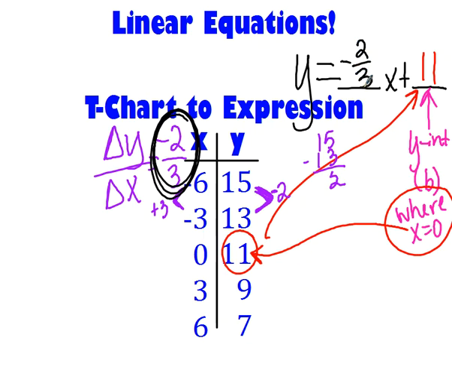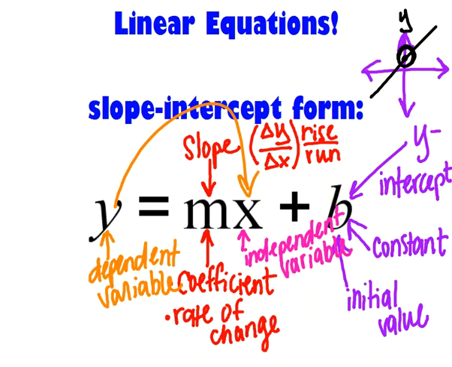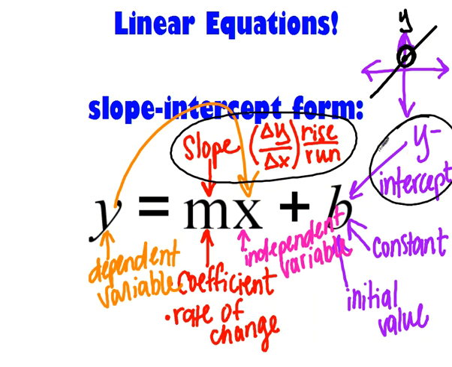Just remember, all of these things go hand in hand. And if you can go back to this diagram right here and remember that slope is delta y over delta x, and b right here is your y-intercept, that's going to help you so much.